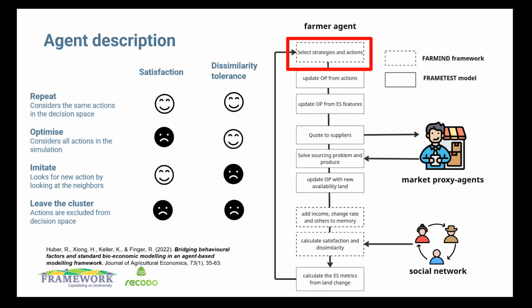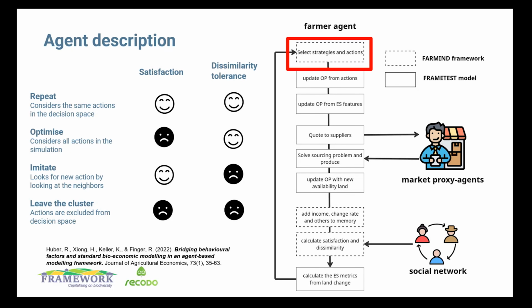So the logic here is that depending on how a farmer feels about these two variables, he or she can choose to repeat, which is to do the same actions that were done in the previous year; optimize, which means look for other actions even outside the social network; imitate, which is look to the neighbors and mimic or copy the actions that they are doing; or leave the cluster, which means to remove these actions from the normal operational configuration and leave the cluster, basically.